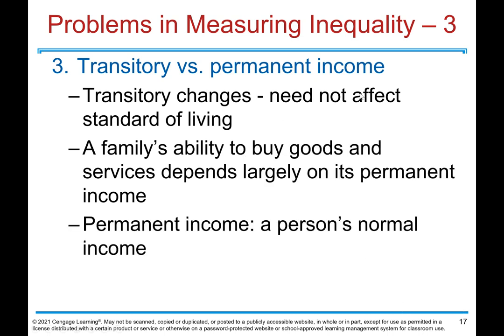Transitory versus permanent income. Transitory changes need not affect standards of living. A family's ability to buy goods and services depends largely on its permanent income. Permanent income is a person's normal income.